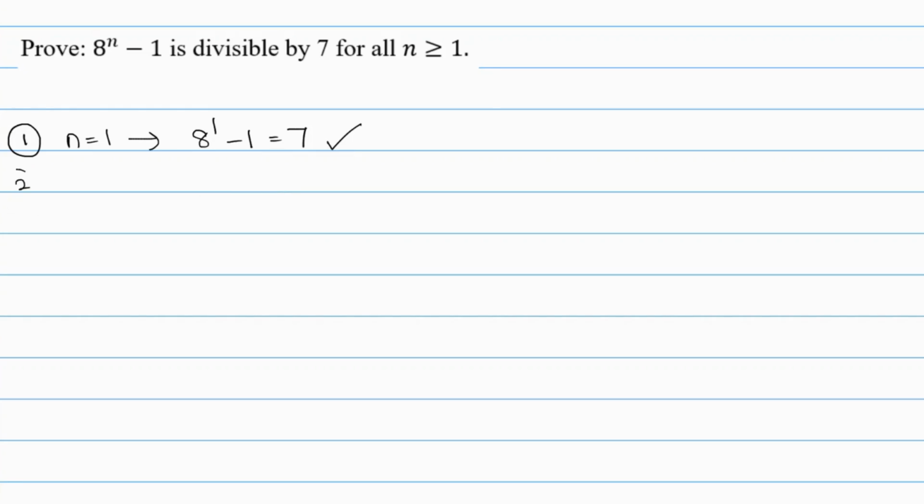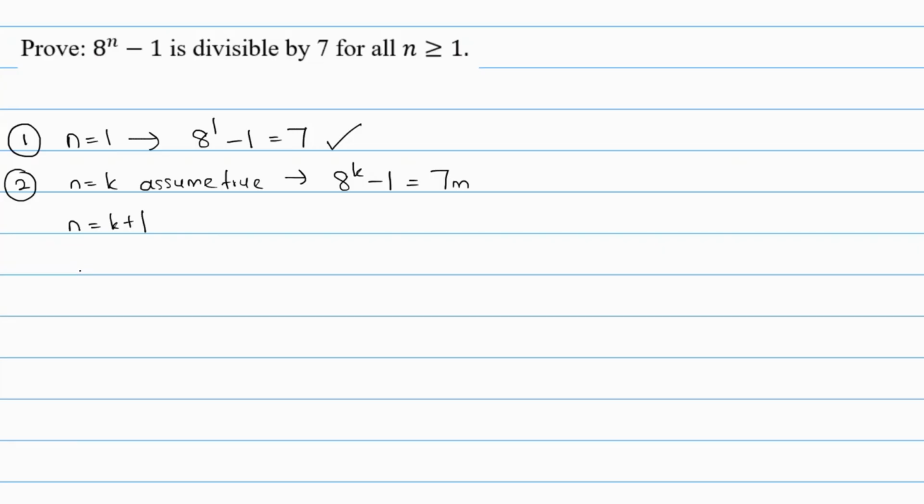Next, step 2. That's the inductive step. Here basically we have to assume that the case for n equals k is true. Which basically means that 8 to the power k minus 1 is equal to 7m, where m is some positive integer. Assuming that this is true, next we need to prove that for n equals k plus 1, this statement is true. So let us consider this case.